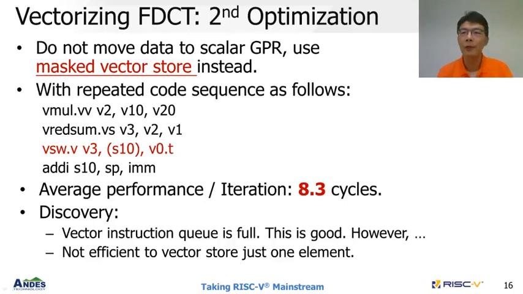From the above discovery, the developer decided to change the scalar store to a masked vector store to put the reduction sum result to memory. After this change, the average performance of this code is improved to 8.3 cycles per iteration, and he or she found that the vector instruction queue is full after this change. But it seems that it is not efficient to vector store just one element.